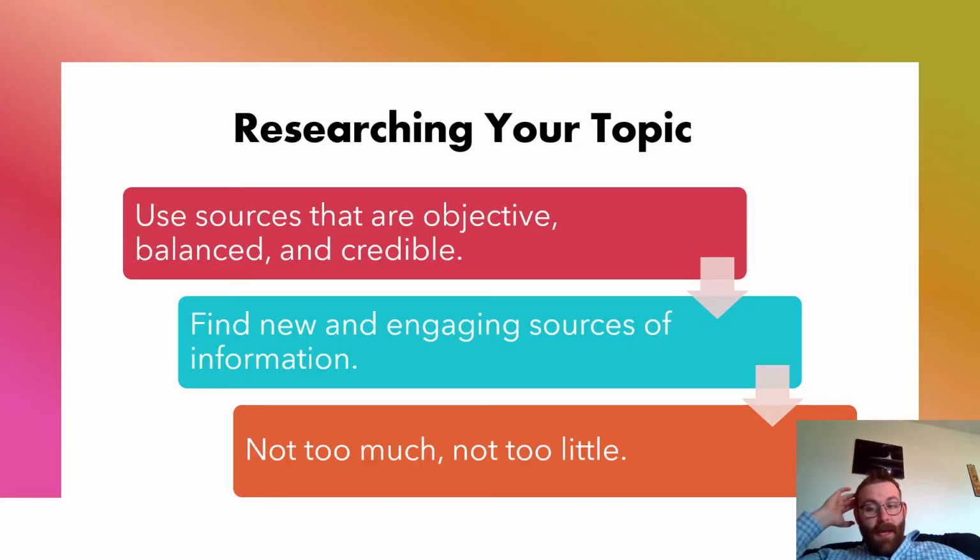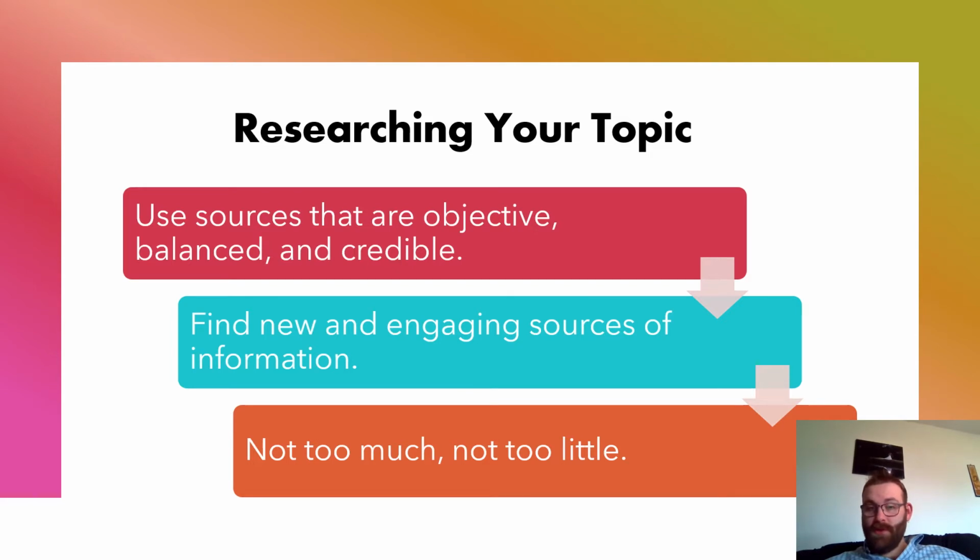So some key things to consider when researching your topic: you need to use sources that are objective. Don't use things like blogs or opinion pieces or anything like that. This needs to be objective, factual stuff. It needs to be balanced, and what I mean by that is each main point should have the same amount of research. Main point 1 should not have 3 to 5 sources, whereas main points 2 and 3 each only have 1. Balance the amount of research that you include throughout the speech.